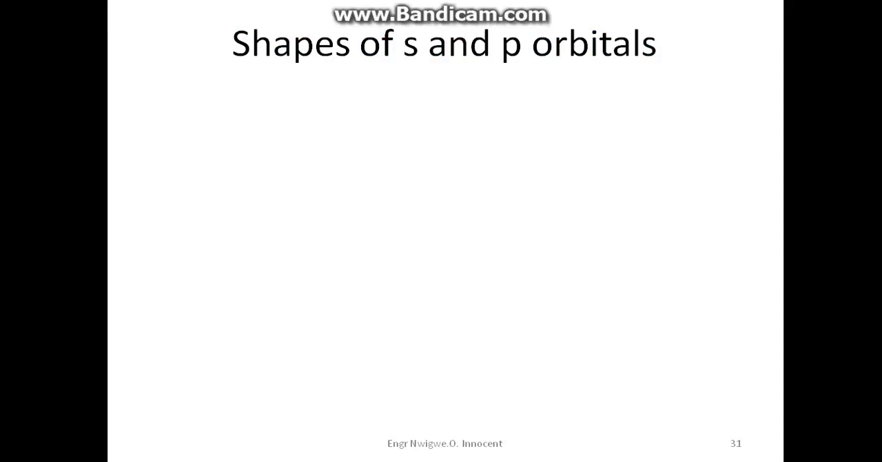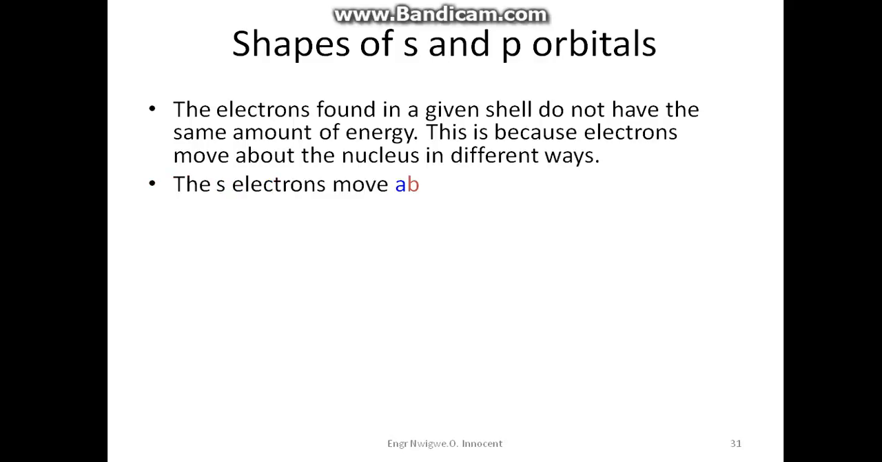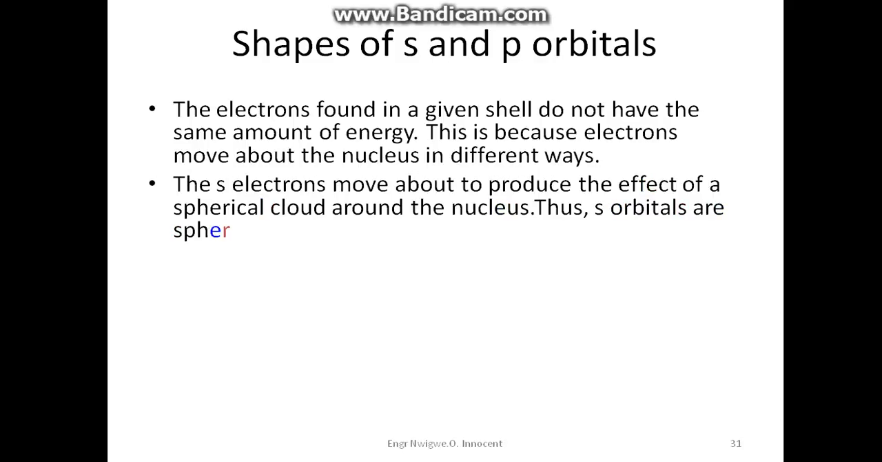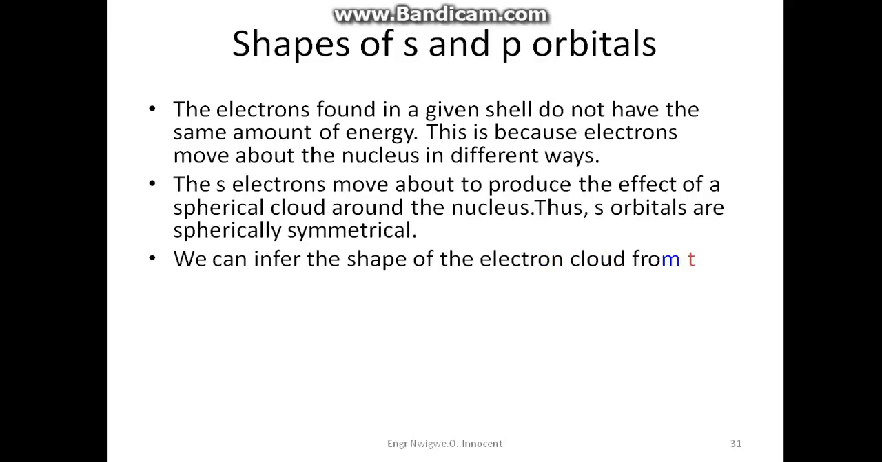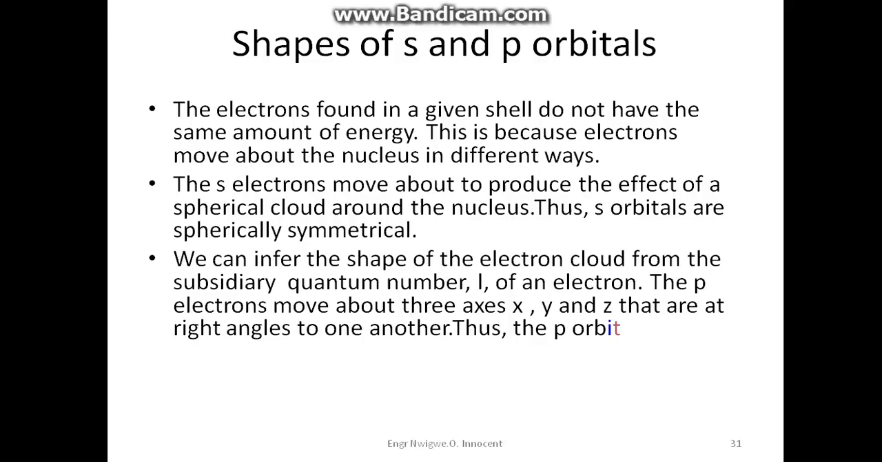The electrons found in a given shell do not have the same amount of energy. This is because electrons move about the nucleus in different ways. The s electron moves about to produce the effect of a spherical cloud around the nucleus. Thus, s orbitals are spherically symmetrical. We can infer the shape of the electron cloud from the subsidiary quantum number l of an element.